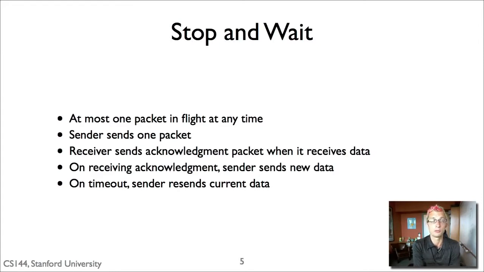The stop and wait algorithm is very simple. It has at most one packet in flight at any time from the sender to the receiver. So the basic algorithm is a sender sends one packet. It then waits for an acknowledgement from the receiver. When it receives the acknowledgement, if it has more data to send, it sends another packet.